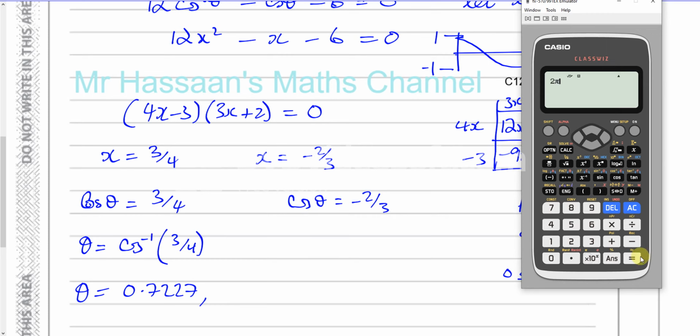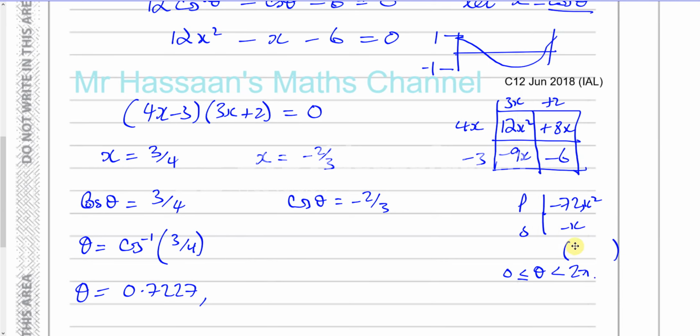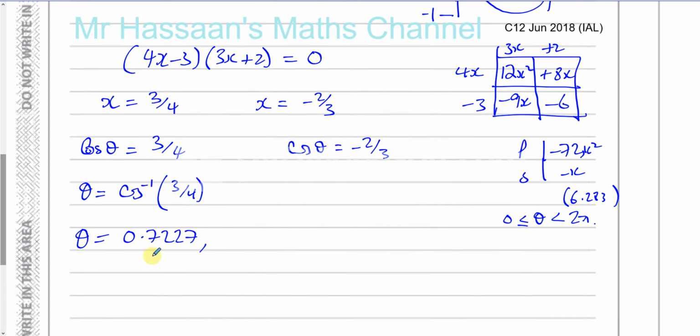But 2 pi, if I write this as a decimal, gives me 6.283. So I'm going to write here 6.283. So I know that's as far as I can go. I'm going to start from 0 and go all the way up to 6.283. I can't go further than 6.283. So the principal angle is 0.7227.